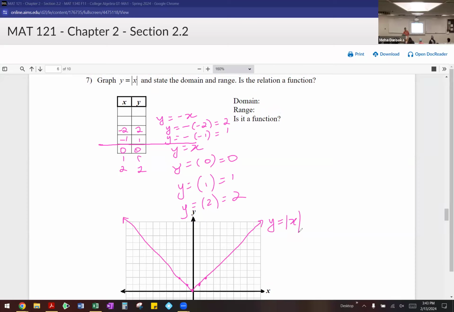First of all, is this a function or not? Yes, it does pass the vertical line test. All right, what about the domain? What x values are we looking at? Yeah, all real numbers, negative infinity to positive infinity. And what about the y values? And what symbol on 0? Bracket. Yeah, very good. Yep. Feel okay? All righty.